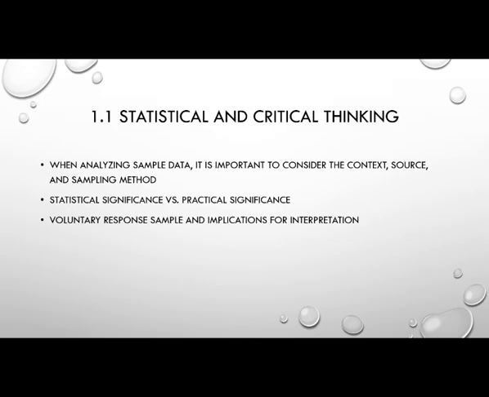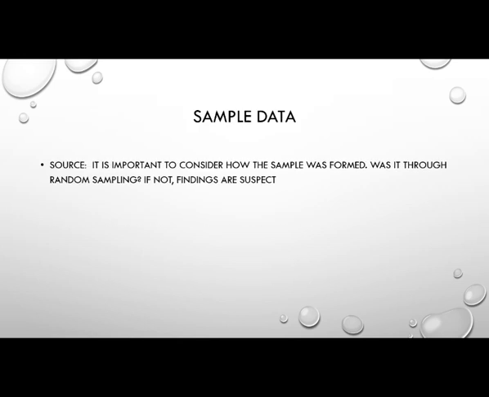Okay, so in Chapter 1, we're talking about statistical and critical thinking. Specifically in Chapter 1.1, we're talking about sample data and how it's important to consider the context, source, and sampling method. We'll talk about statistical significance versus practical significance, and voluntary response samples and implications for interpretation.